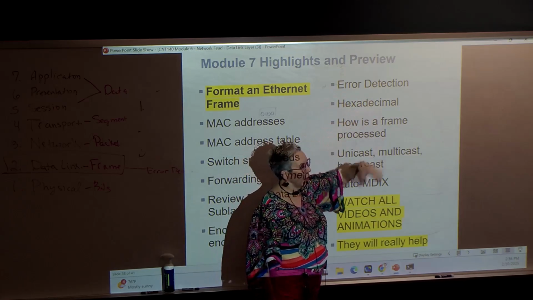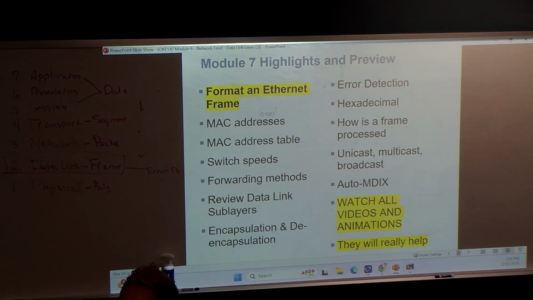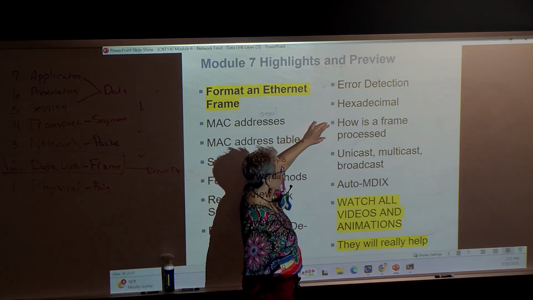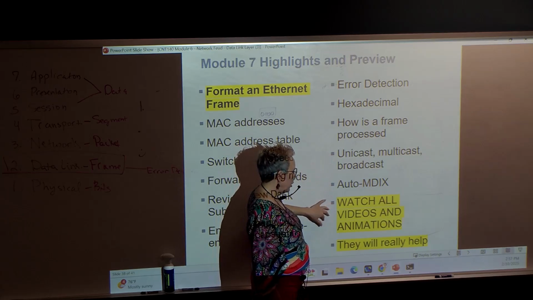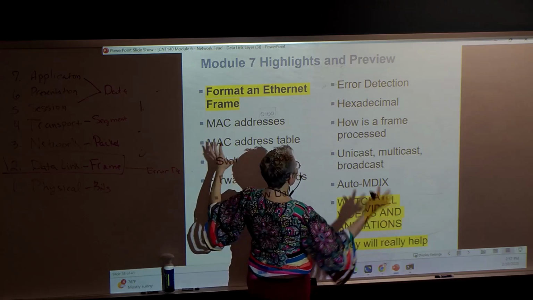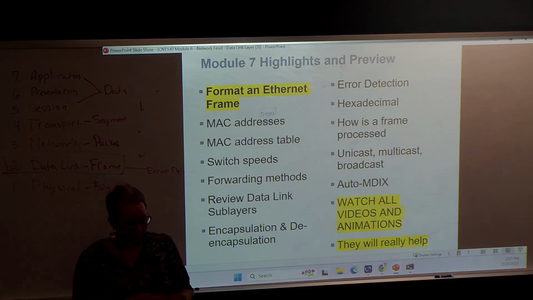You start looking at hexadecimal again. Remember, in Module 5, we learned the basics. Why do we have to think about hexadecimal as it relates to the data link layer? Exactly, because the MAC address. So at the data link layer, the MAC address uses hexadecimal. Okay. How does a frame get processed? All right, unicast, multicast, and broadcast, auto-MDIX. Make sure you watch all the videos. So this is things to think about and link them back to Module 6, okay? Link them back to Module 6.